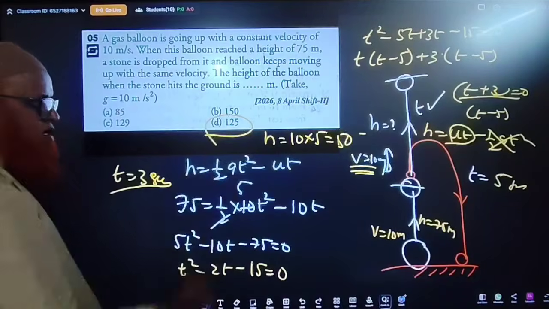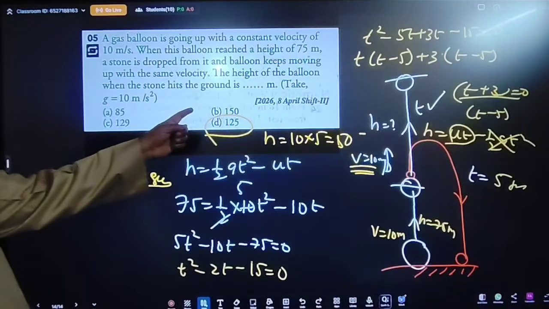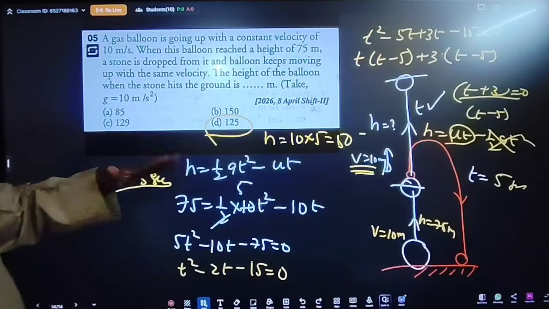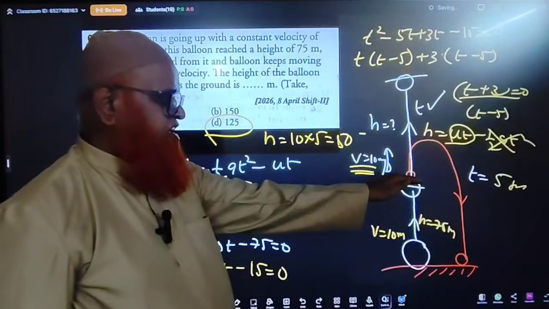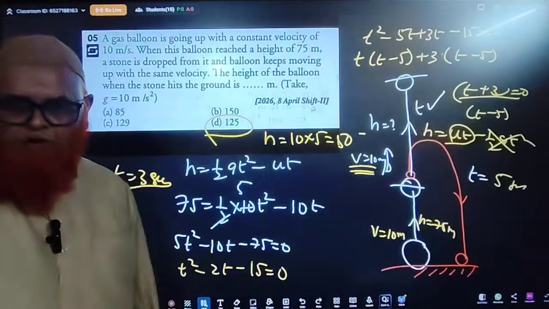Your answer is 125. The height of the balloon when the stone hits the ground is dash meters. The height of the balloon from the ground when the stone has reached is 125. Understood what I am saying now? Already it has crossed 75, but in this time it is still going 50 meters. Hope you understood this problem.